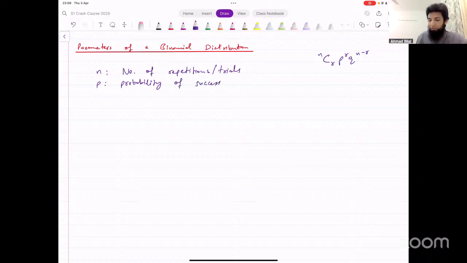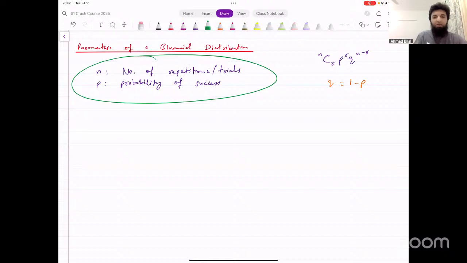Why are we not using probability of failure? Because once we know the probability of success, the probability of failure is just 1 minus that. So if we just know P, Q is something that we can find using that already. So we don't necessarily need to be given Q separately. So if we have the value for P, we can find Q already. These are two things that are absolutely needed to be able to describe a binomial distribution.